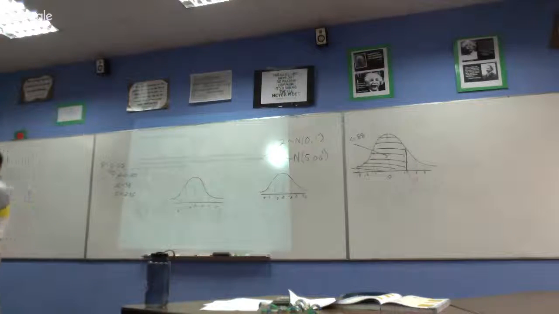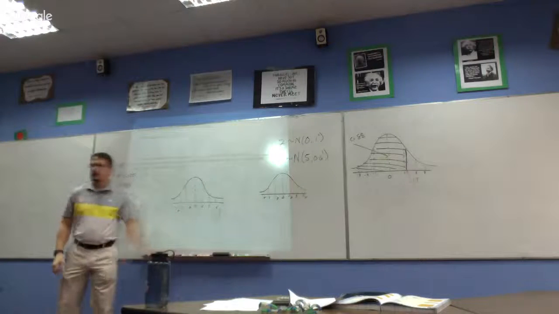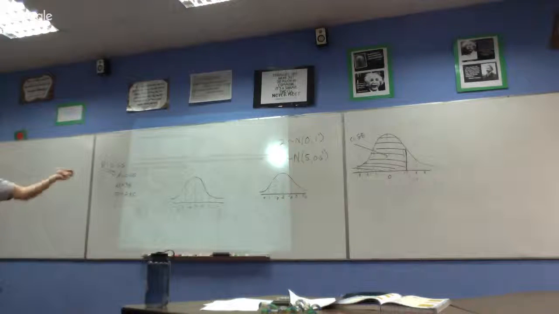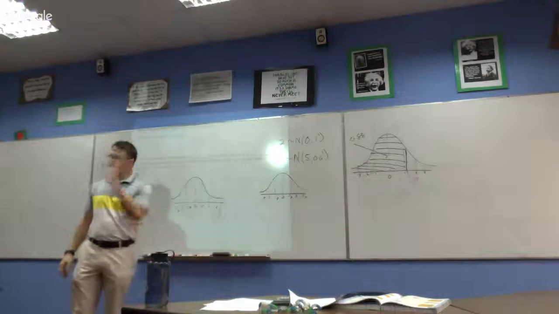But it's not quite standardized. Why is it not quite standardized? Well, it's not the standard deviation that we want. It has a mean of 0, but it has a standard deviation of what? 0.5. A standard normal distribution doesn't have a standard deviation of 0.5. No, it has a standard deviation of 1. So it's double. So what I've got to do is double all of these values.